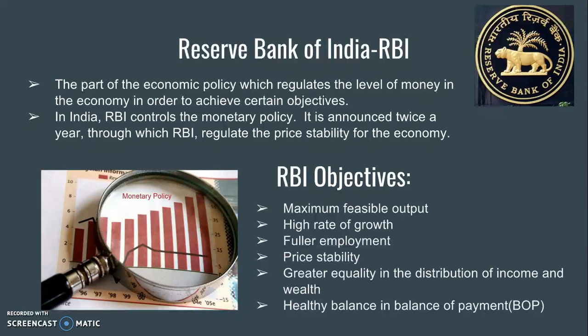Then there are certain RBI objectives, that is, giving maximum feasible output and a high rate of growth. China has a 7% growth rate, and India also is at 7% right now, but every country needs a high rate of growth. This can be achieved if you supply heavy money in the economy, then obviously the value of money goes down and things get cheaper, right?